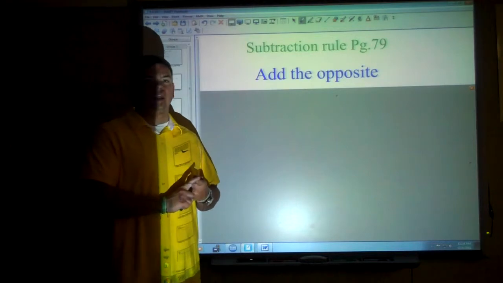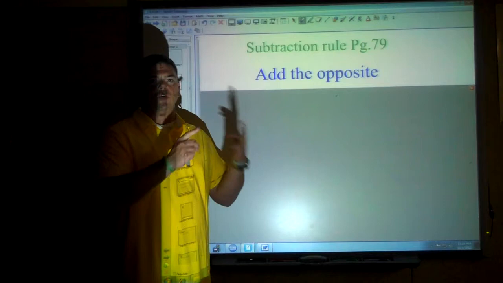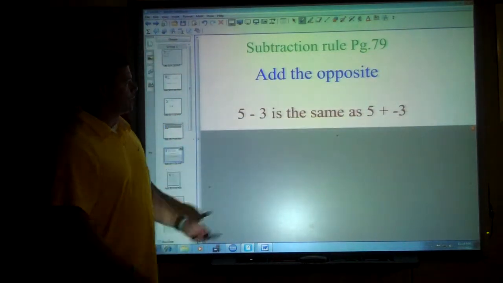And if you can change it to addition, then you're right back into your same addition rules. Negatives plus negatives make more negatives. Positives plus positives make more positives. And if you have a positive and a negative, you ask yourself, which do I have more of?